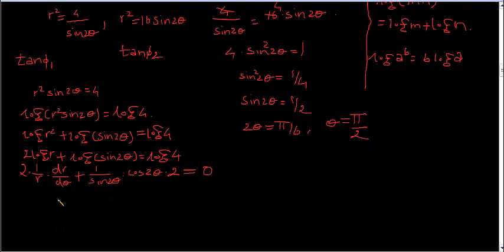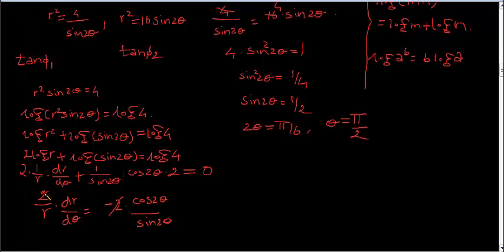Here 2 by r into dr by d theta is equal to minus 2 into cos 2 theta by sin 2 theta. This gets cancelled. This is nothing but 1 by r into dr by d theta is equal to cos by sin is cot 2 theta. We have minus here.